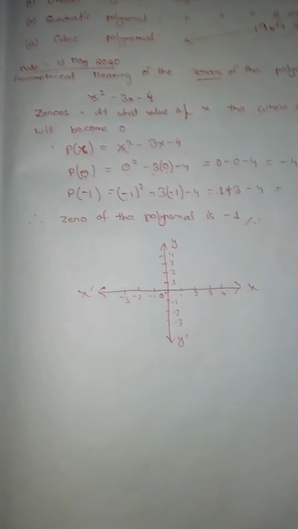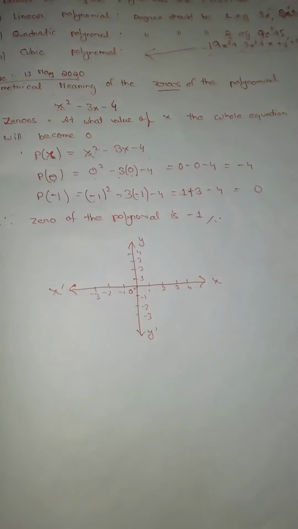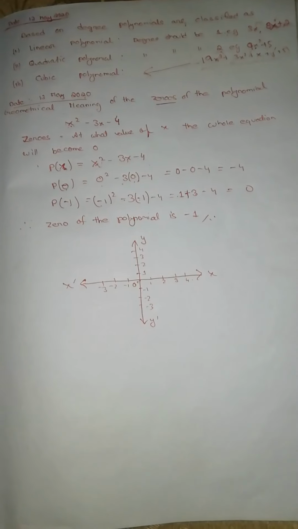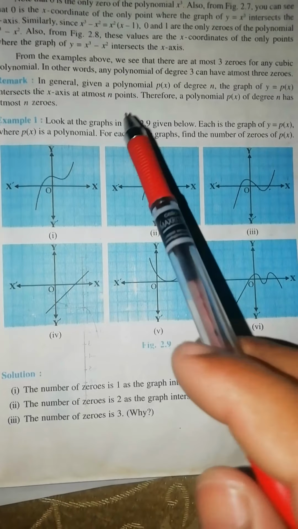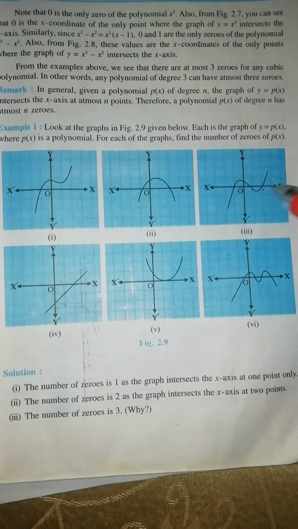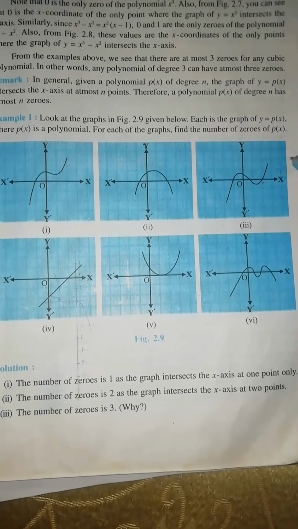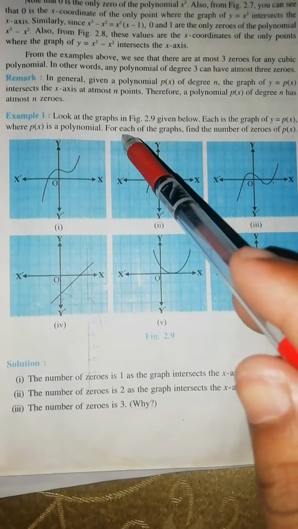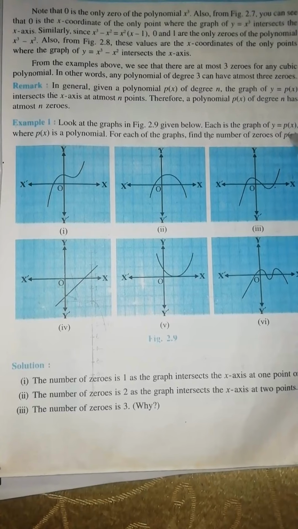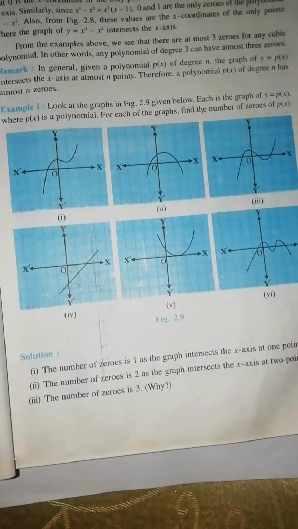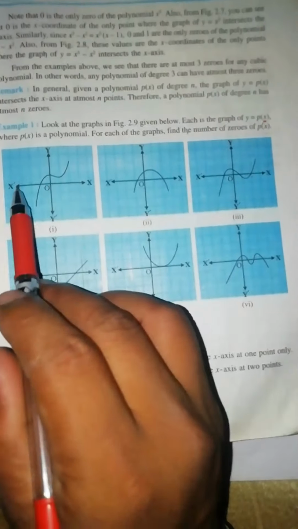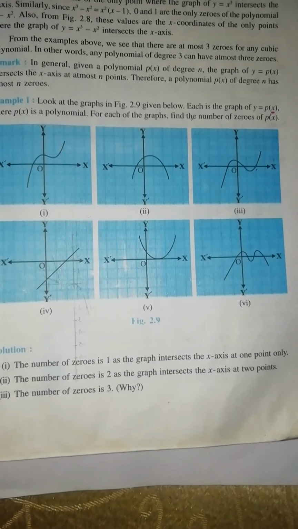Next I will teach you directly. We will see one example from the textbook. See the example: look at the graph in figure 2.9 given below. This type of question very rarely comes in the exam, but still you need to know. It's very simple. You have to find the number of zeros of p(x). How do we find it? Inside the bracket, which alphabet is there? x. So you have to look at the x-axis. Very simple.